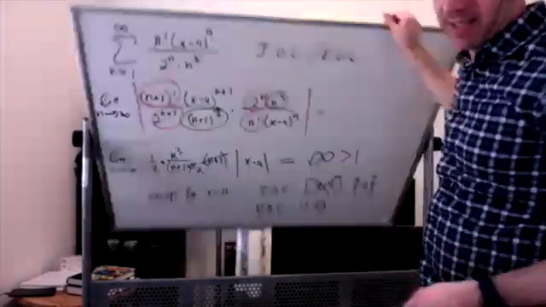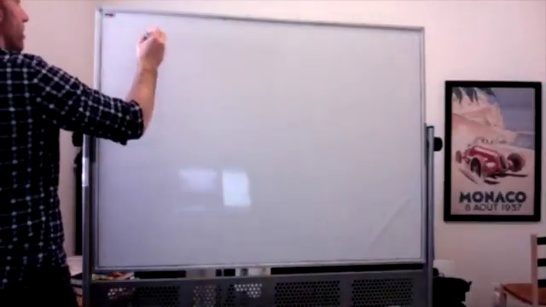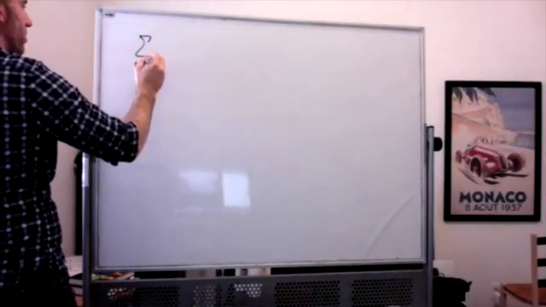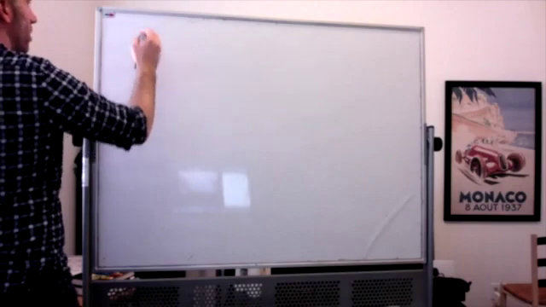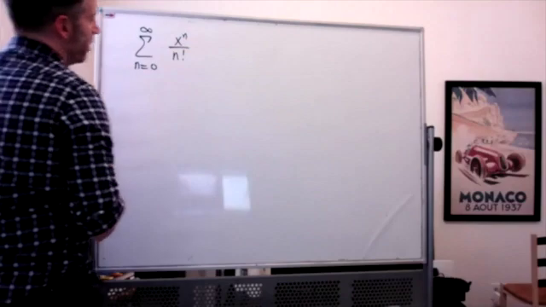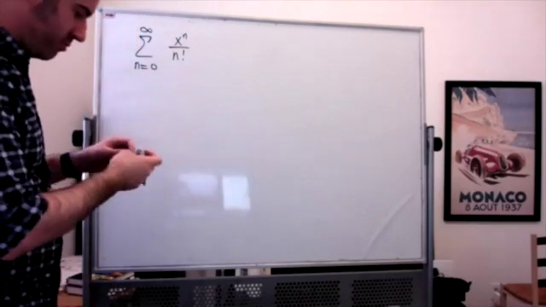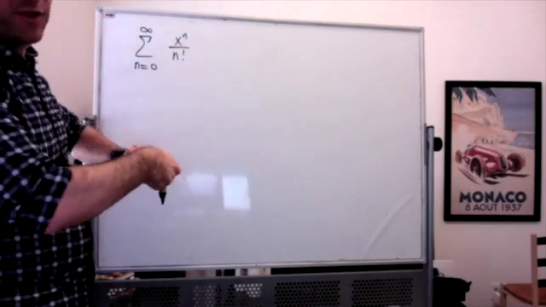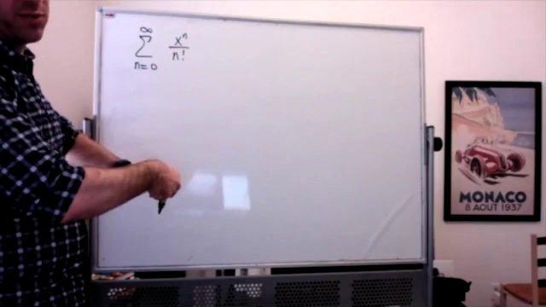This is kind of a classic example that we'll come back to in a moment here. Let's say I have the sum from n equals 0 to infinity of x to the n over n factorial. This is a very famous power series. I will remind everybody that 0 factorial is equal to 1.